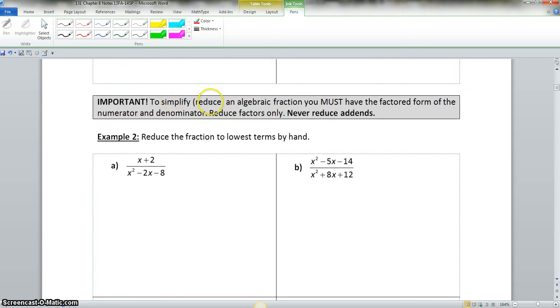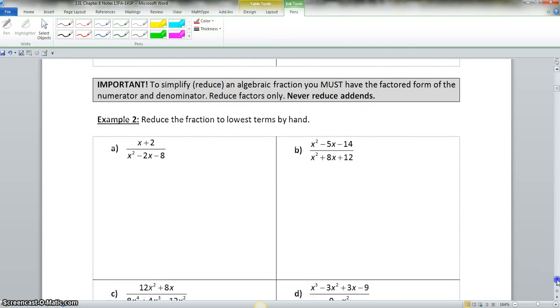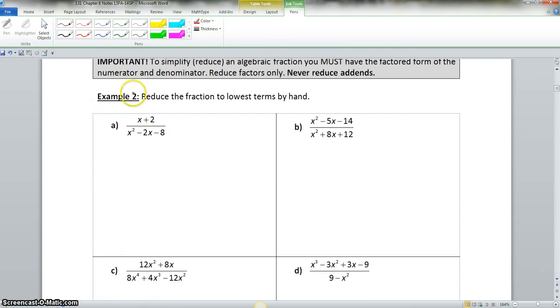Now, important: to simplify or reduce an algebraic fraction, you must have the factored form of the numerator and denominator. Reduce factors only, never reduce add-ins. Now, let's go through this. When it's said to never reduce add-ins, that means if you said, okay, I want to simplify out this x and this x here. So that's what it's meant.